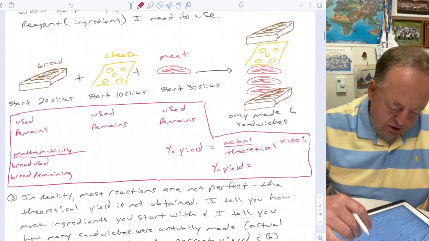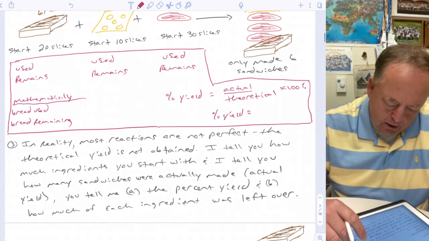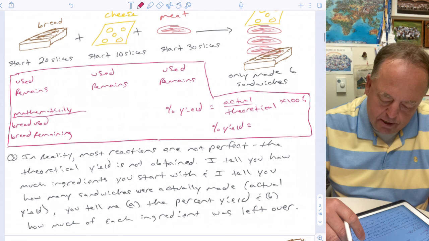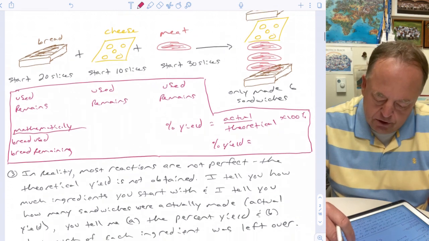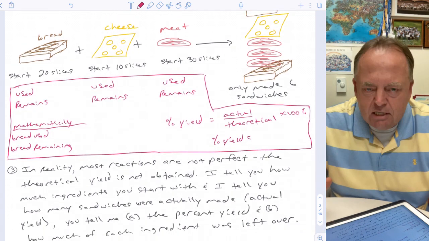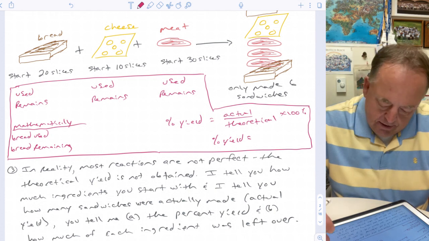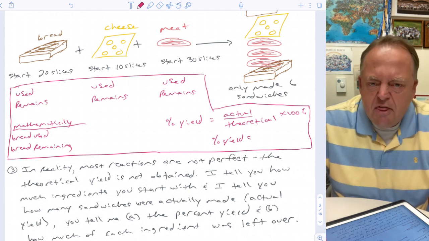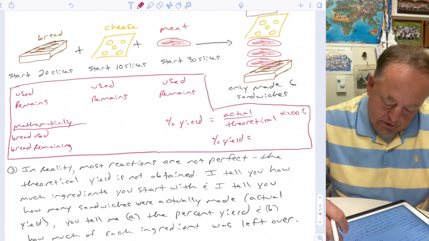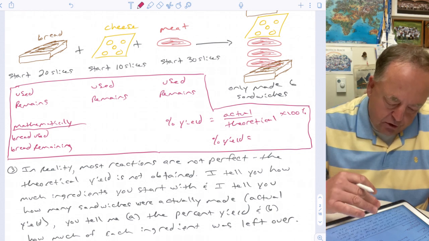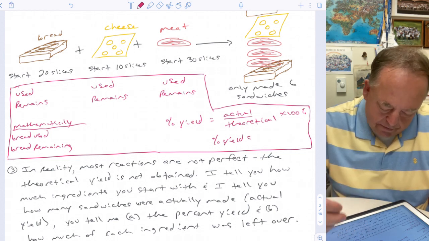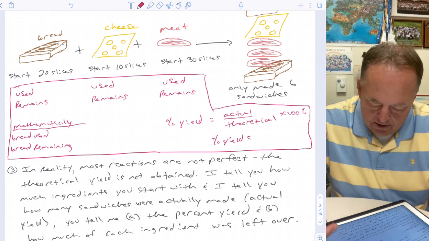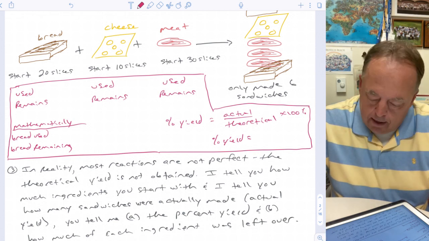Okay, so third scenario, and this is getting closer to reality. In reality, most reactions are not perfect. You usually do not get the maximum amount that you could get, so you usually do not get the theoretical yield. In this case, I'll tell you how much ingredients you start with, and I'll tell you how many sandwiches you actually made, which is not the theoretical amount.